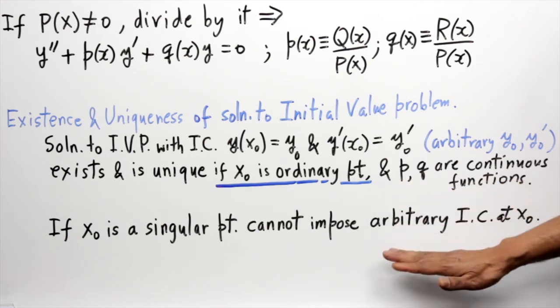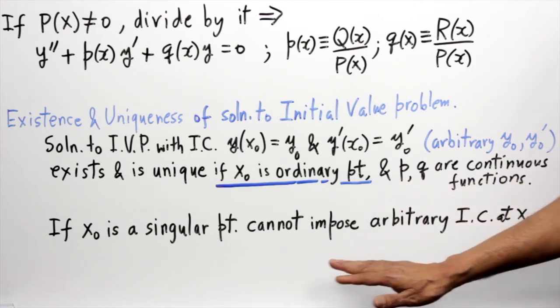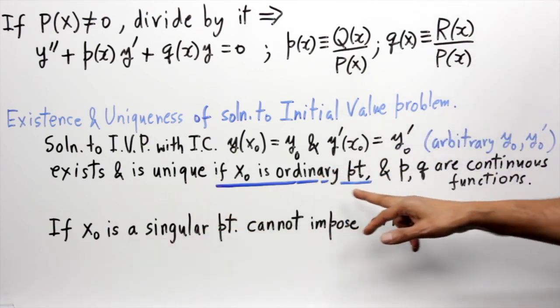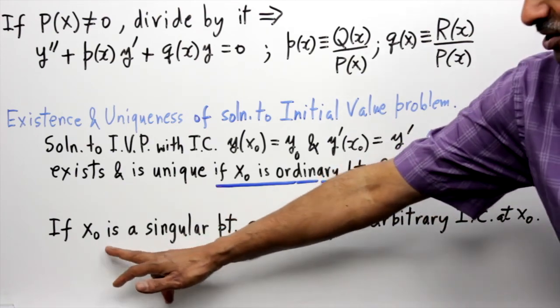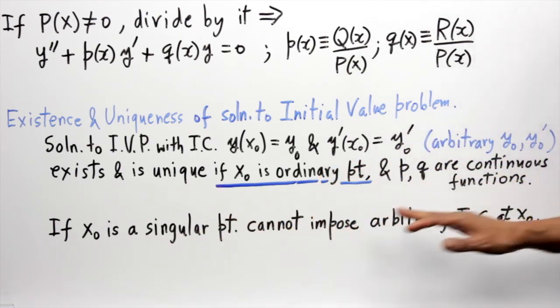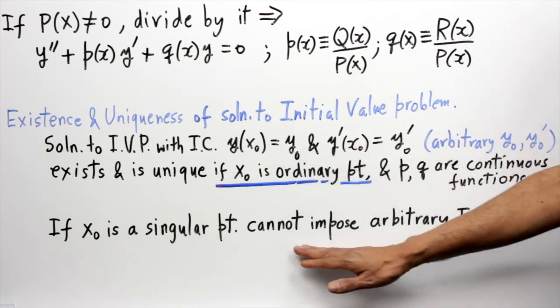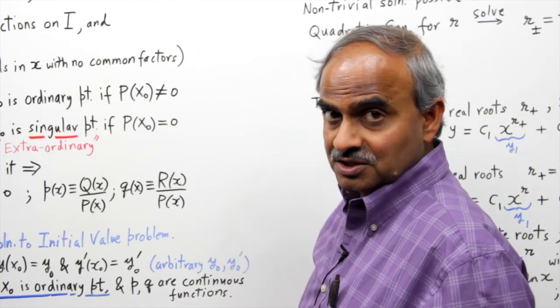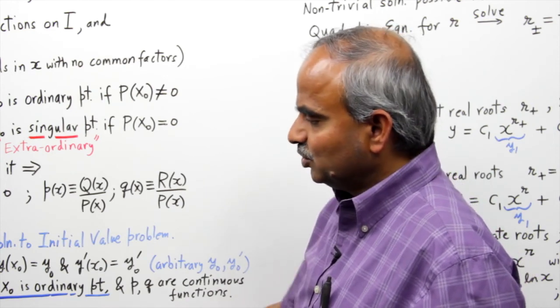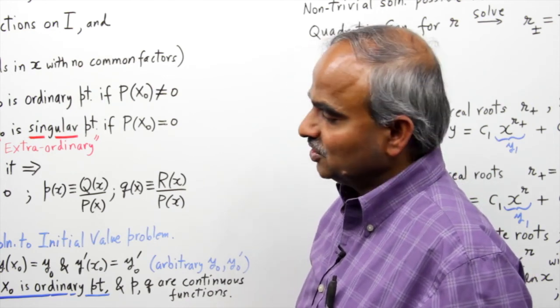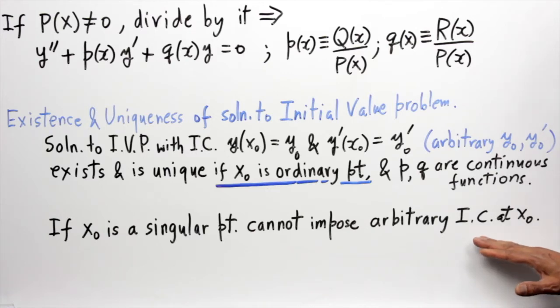And another way to state this result would be that if x0 is not an ordinary point, if it is an extraordinary point or a singular point, then we cannot have this freedom that we previously had. We cannot pose arbitrary initial conditions. We have to look at the nature of the solution close to the singular point, and that will constrain the choices that we have in order to have a solution.